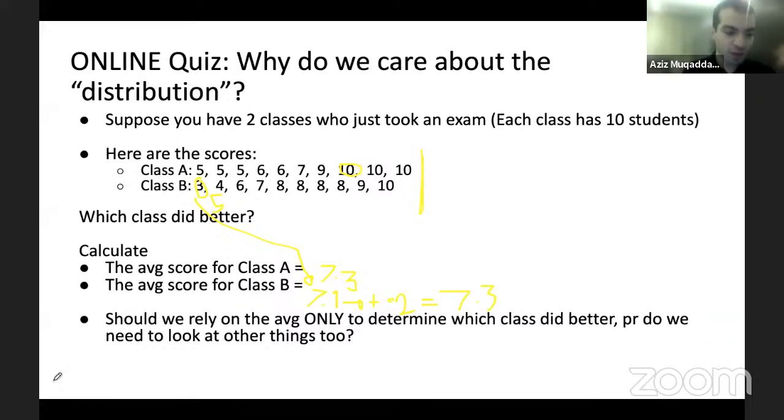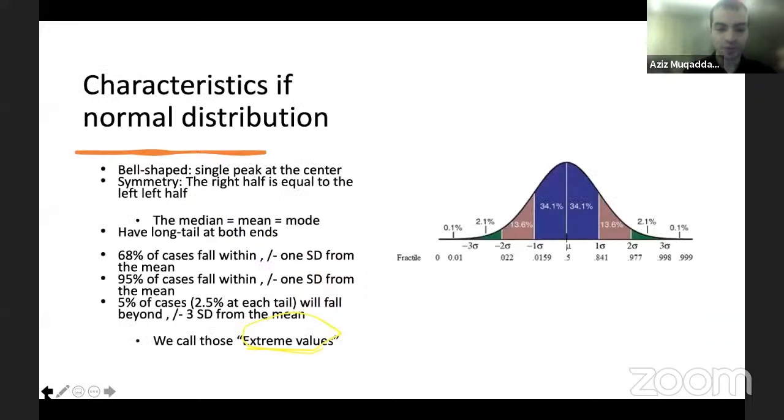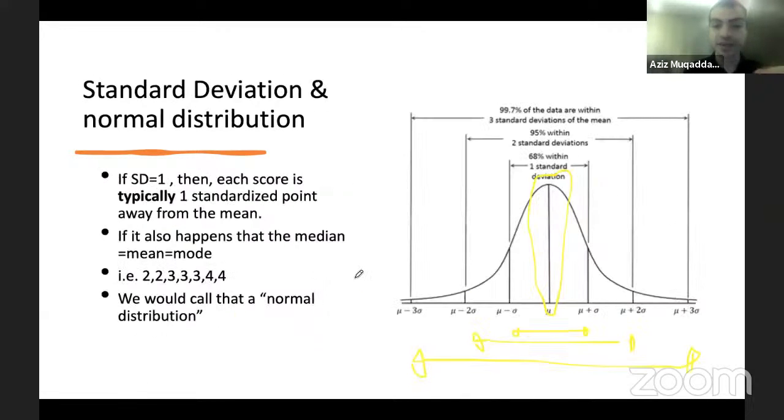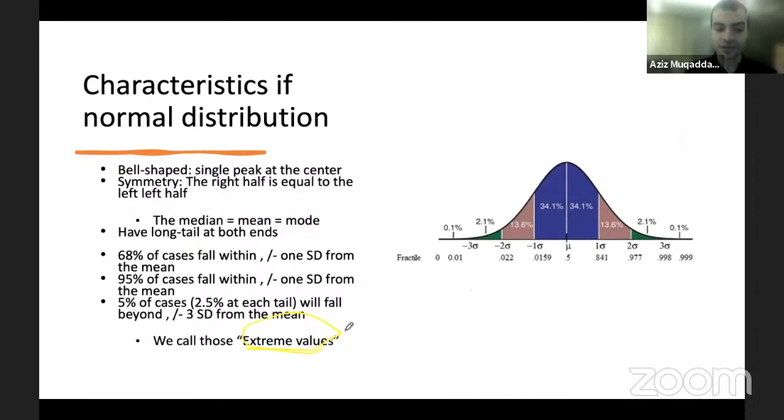And so that's why we've been talking about distribution. And so if we assume each class is having the scores distributed normally, then when you have an average score, you want to know if those differences in average are not being caused by only extreme values.